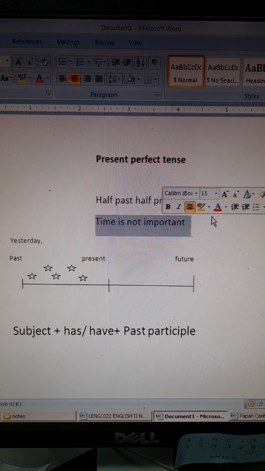Okay, on the other hand, when you are referring to present perfect tense and you say that time is not important, all right, we can use the other concept, which is unfinished time. Okay, masa tu tak habis lagi. Okay, for example, like today.